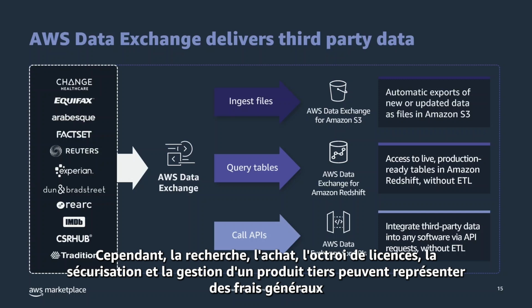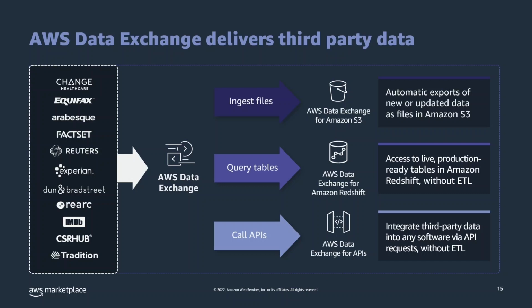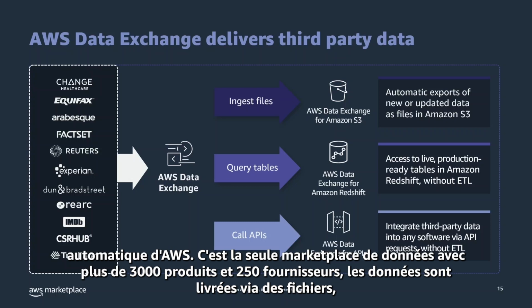However, finding, buying, licensing, securing, and managing a third-party product can be major overhead for these businesses. AWS Data Exchange makes it easy to find third-party data in one data catalog. It makes it simple to subscribe to with consistent pricing options and integrates seamlessly with AWS data and analytics and machine learning services. It is the only data marketplace with more than 3,000 products and 250 providers.